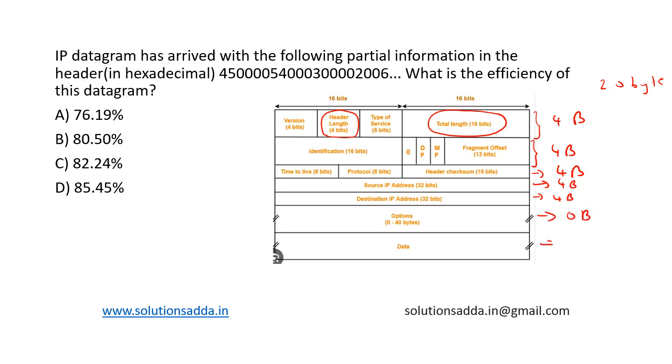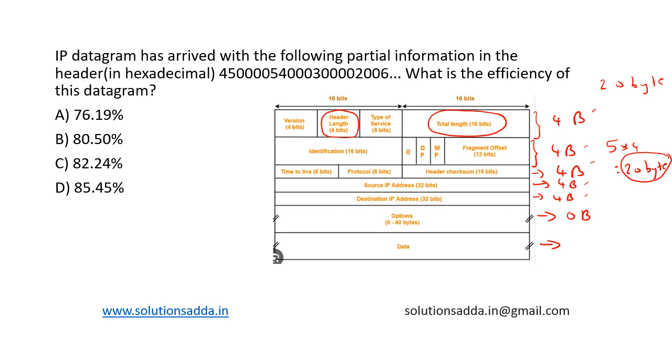Now ultimately the relevant information is present in the data field or here. So in total this will be 1, 2, 3, 4, 5. 5 into 4, so equal to 20. 20 bytes is the header length alone, and total length is represented in this 16 bits. Now we'll see how to find out the efficiency. So first of all, we know that header length is 20 bytes. Let's try to calculate the total length.